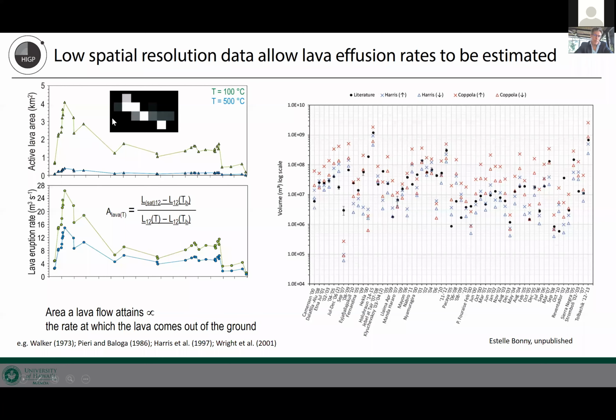So we can convert maps of radiance, look at each pixel, compute the radiance for each pixel, convert it to an area, find an area for each point in time, compute those areas over time, convert them to effusion rate, and in that way, we can estimate the lava effusion rate during lava flow forming eruptions.